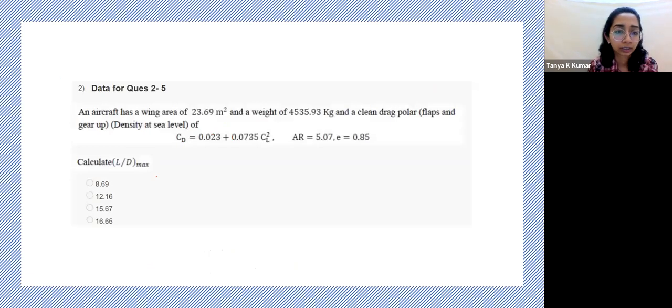Next is, they're giving you data for the next few questions. An aircraft has a wing area of 23.69 meters square. Weight is given. They've given you the drag polar and the other parameters. So L by D max is what they've asked you to calculate. We just did a similar question now. So for the L by D maximum case, what is CL?